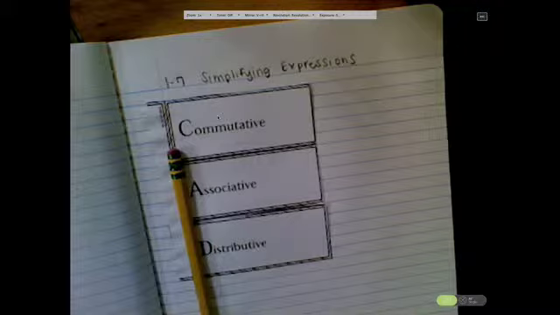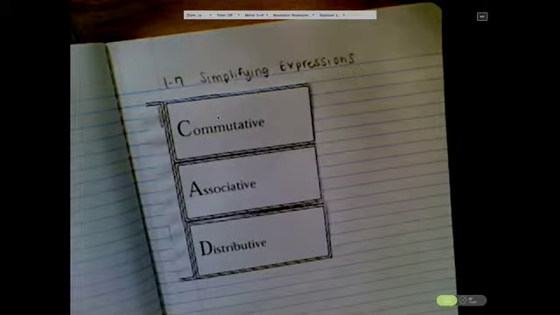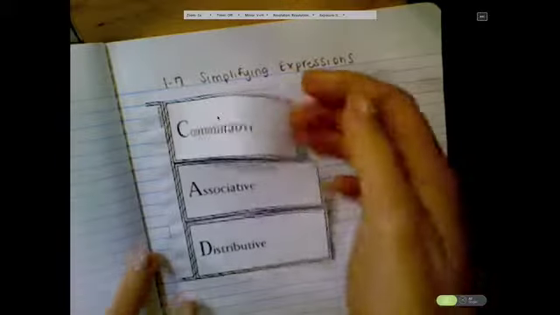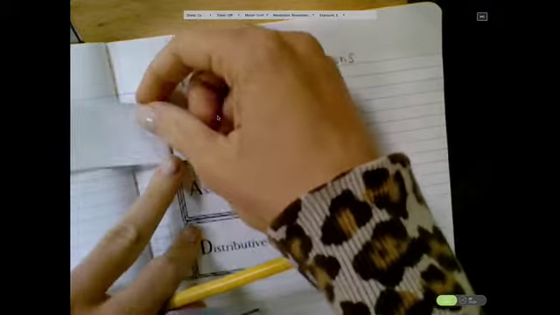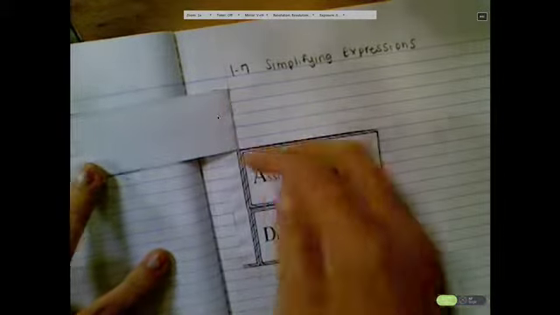So these are the three properties that we're going to learn that, if used, will help us simplify expressions, okay? So commutative, associative, and distributive are the three properties that are important for you to know on your test and throughout the year. So just like we did yesterday, we're going to fold back these tabs one at a time, starting with commutative. We're going to write the definition here, and then we're going to write some examples here.